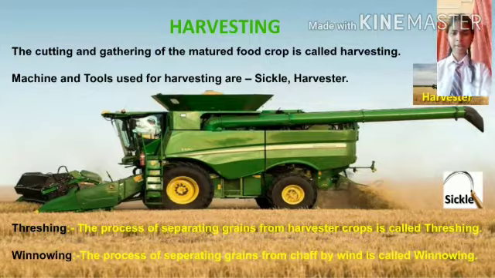After harvesting the crop, the grain is separated from the crop plant by beating out the grain. This is called threshing. After threshing, the grain is separated from the chaff with the help of wind. This is called winnowing.